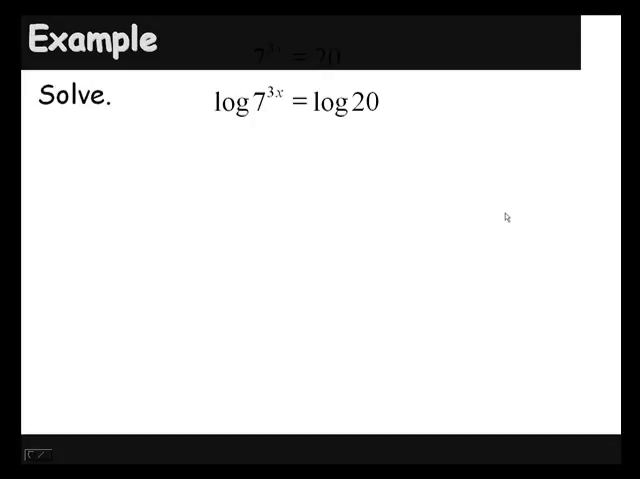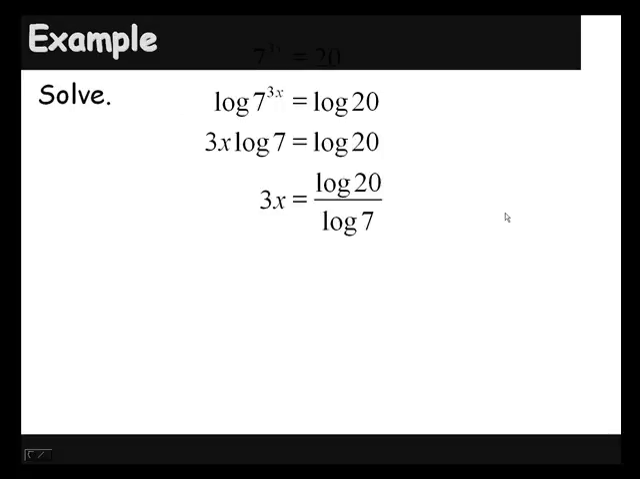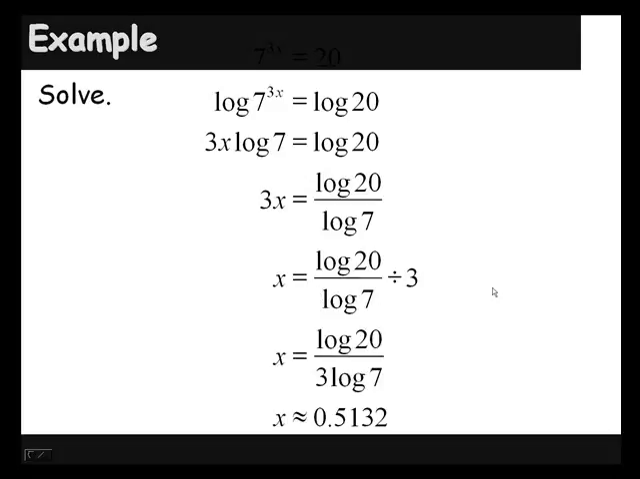Here's another example. We're going to solve log of 7 to the 3x equals log of 20. We're going to bring that 3x out front and divide by log 7 and then divide by 3. If you want, you can write the divide by 3 here, or you can write it down here as 3 log 7. Put that in a calculator, and out comes a solution.